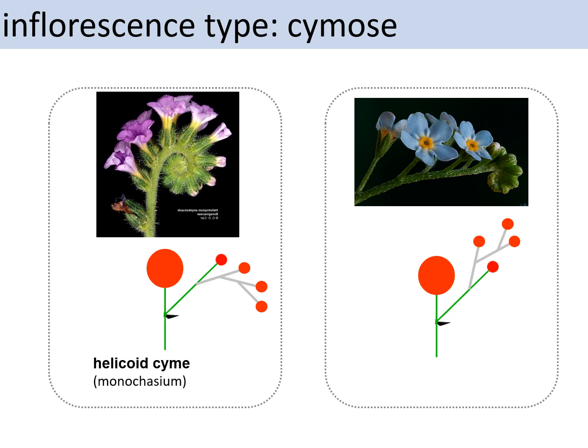And there are two types of monochasium, depending on the arrangement on the axis. The first one is the helicoid. Helicoid is also a monochasium in which the inflorescence has lateral flowers developing on alternate sides of the axis and often appears like a coil, like this. And the second one is also a monochasium, which we call scorpioid cyme. The scorpioid cyme has a curved axis with lateral branches alternately on both sides of the axis, like this. We call this the scorpioid monochasium or scorpioid cyme.